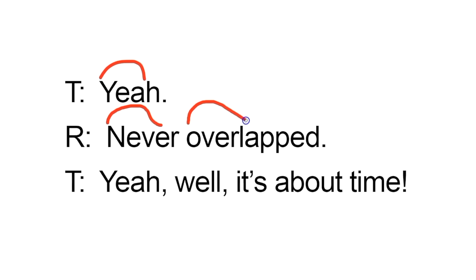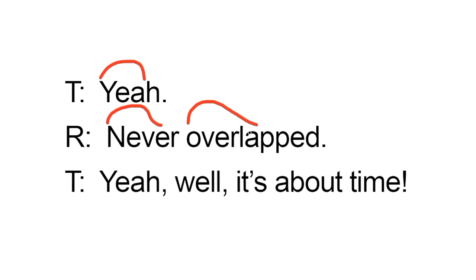Overlapped. Never overlapped. Notice the ED ending here is pronounced as a T, an unvoiced sound. That's because the sound before, P, was also unvoiced.